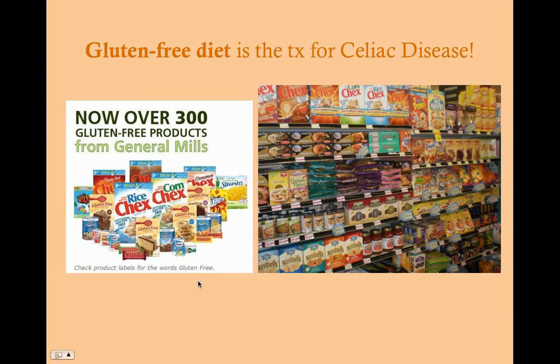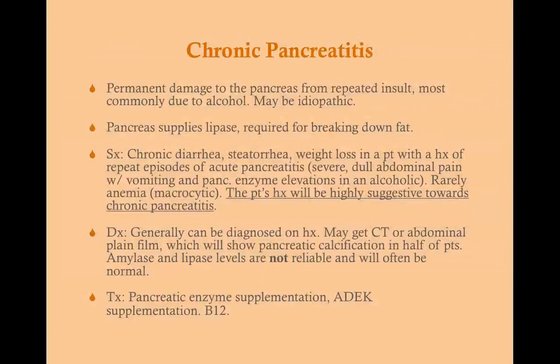Lots of things available. Okay, so chronic pancreatitis is another cause of malabsorption, but it's for a different reason. So chronic pancreatitis is permanent damage to the pancreas due to repeated insult, most commonly from alcohol, but it could also be idiopathic. Now, whereas with celiac disease, what you had was a malabsorption due to damage of the small intestine mucosa where you absorb the fat.